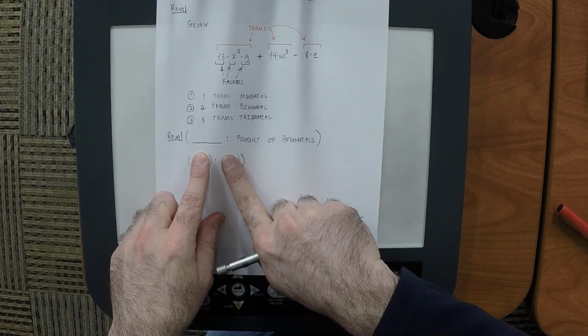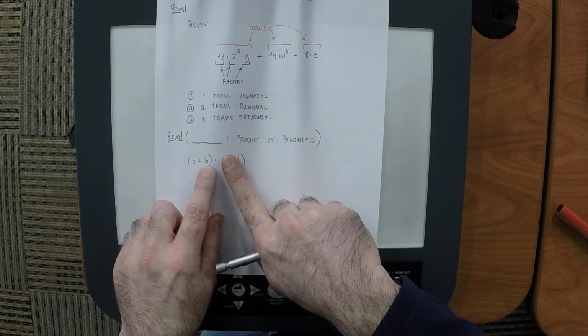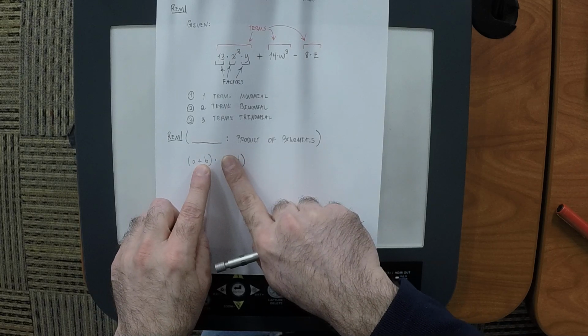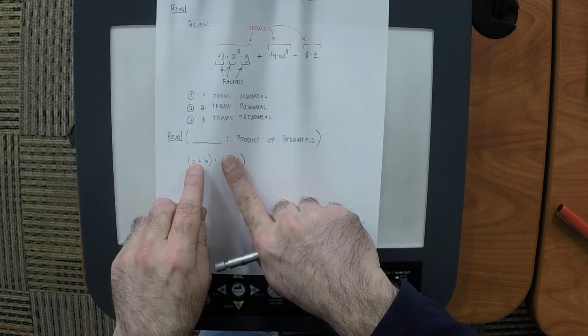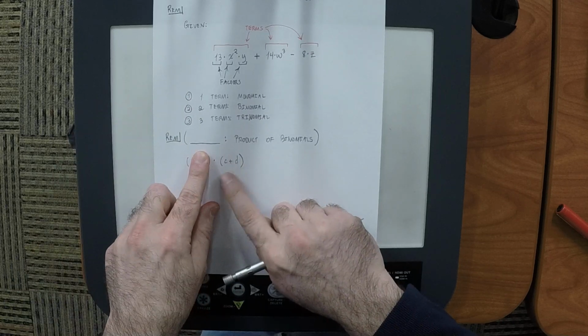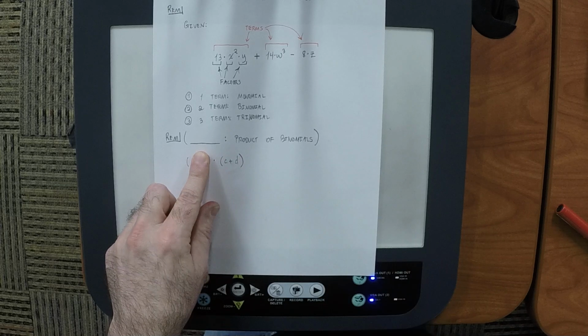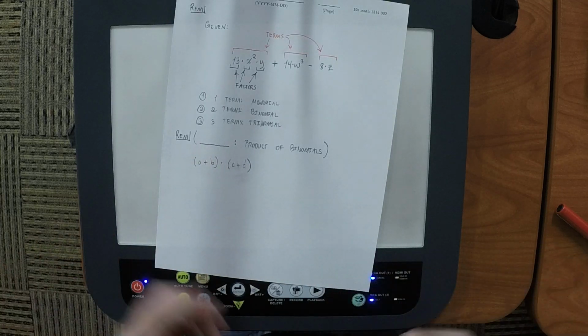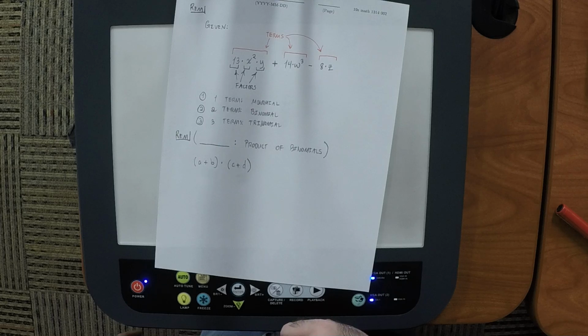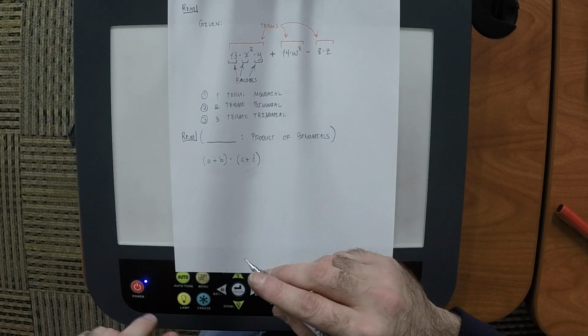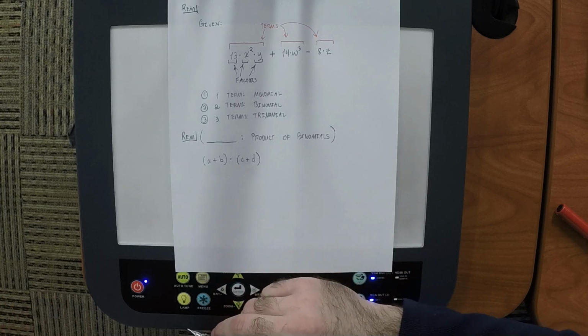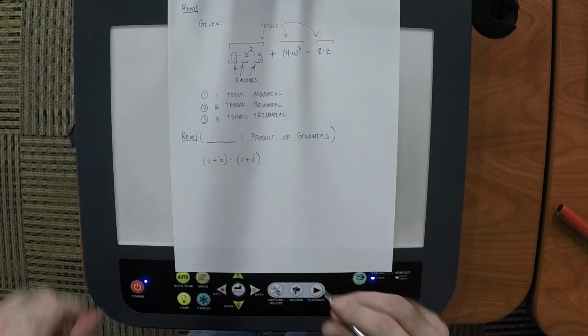And then within each factor, what kind of thing is that? A binomial, right? Because there's two terms. And what kind of thing is that one? A binomial. So can you see that this is the product of binomials? Okay. So now, the only way to do it is exactly the way that we did it on the previous page. So now I'm going to do it very rapidly.